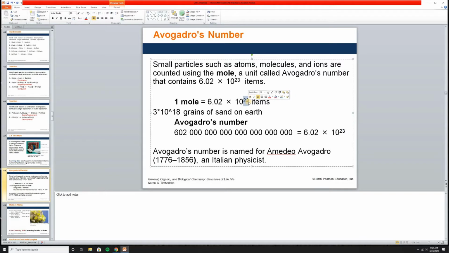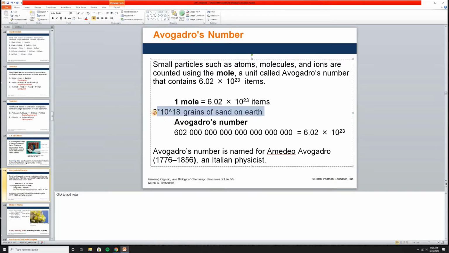Not necessarily. That off by 5 is huge. That doesn't mean multiply it by 5. That means you multiply it by 10 to the 5th. And what that means is you are off by 100,000. That means you would take all the grains of sand on Earth, multiply them by 100,000 in order to get the moles, in order to get 1 mole.